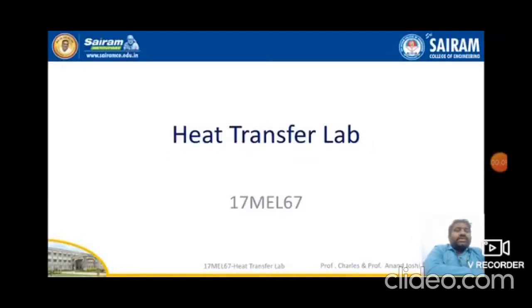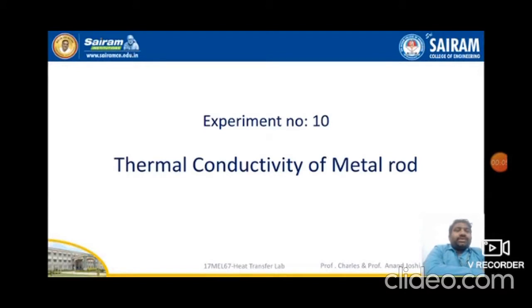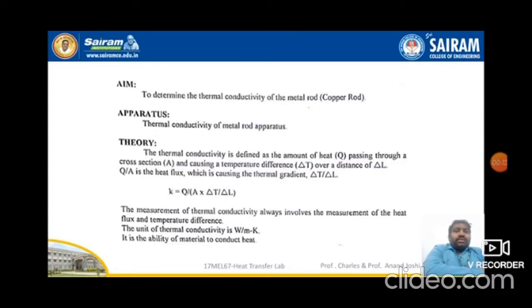We are going to discuss experiment number 10, that is thermal conductivity of a metal rod. The aim of the experiment is to determine the thermal conductivity of the metal rod. The metal rod is made of copper, so for that we have to find out the thermal conductivity.